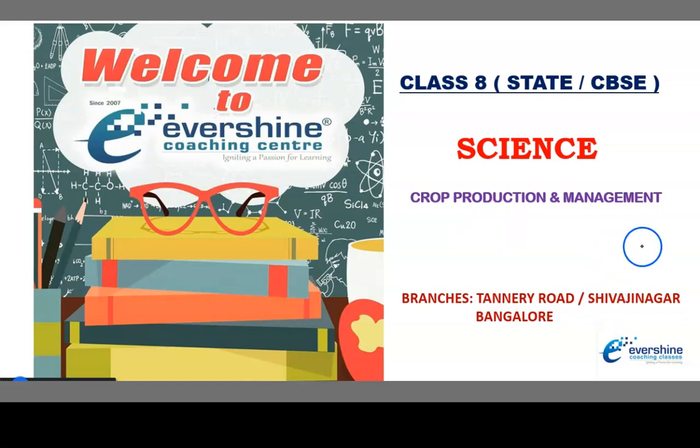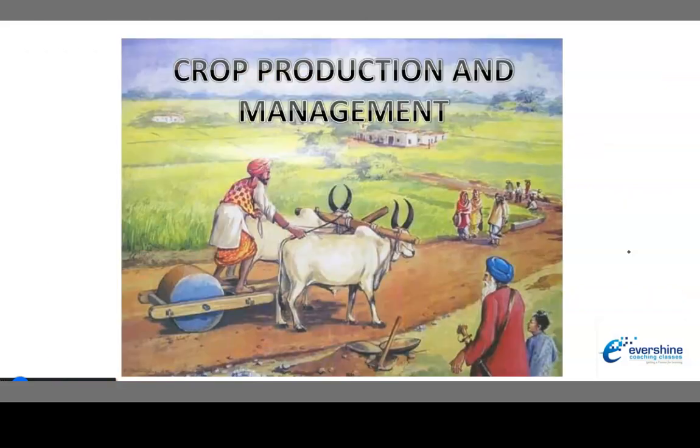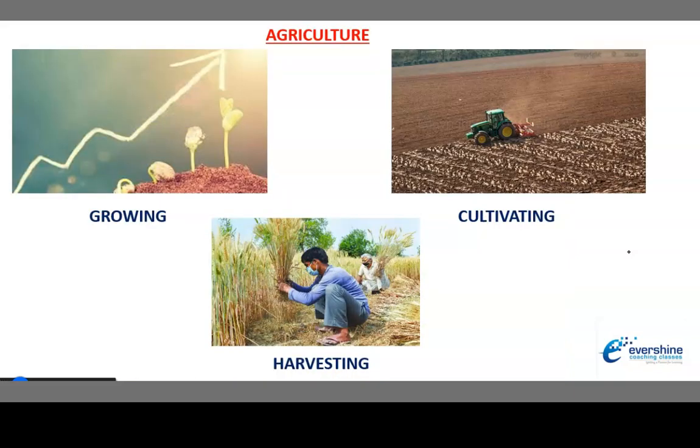Now we are going to start the class for class 8 science, crop production and management. Students, as you all know, it is very important for all to learn this chapter. First, agriculture. Dear students, the concepts we are going to study in this chapter are types of crops, basic practices of crop production, and food from animals. Now, the very important concept we need to learn: agriculture. Now, what is this agriculture?